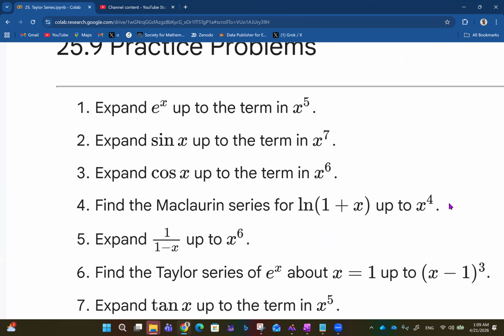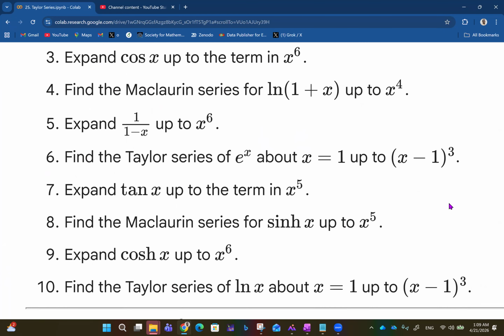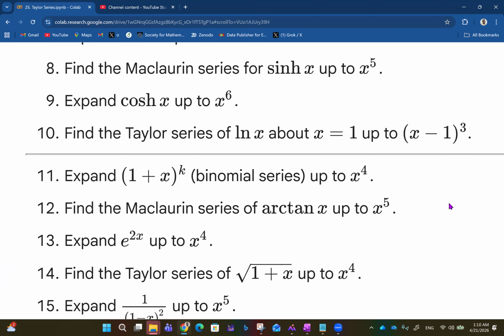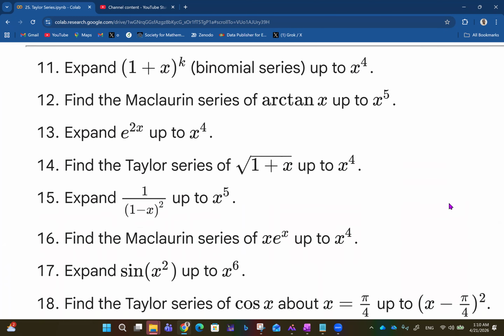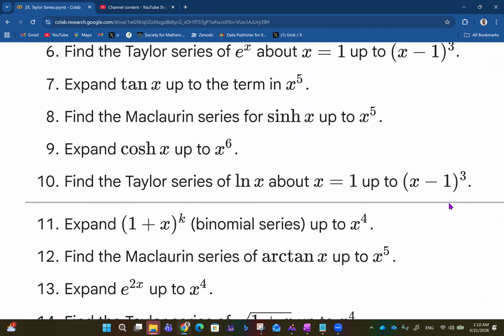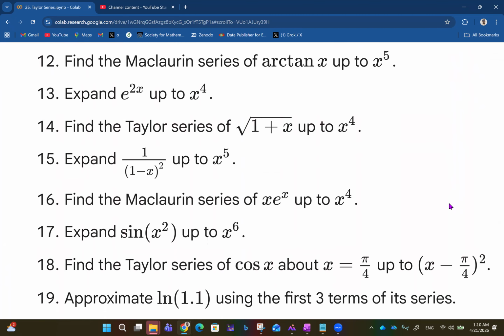I've done this already, so I'm probably going to take another series in that regard. So I'm supposed to take 4 and 10. What is 10? 10 is find the Taylor series of ln x about x equals 1 up to (x - 1) cubed. Exactly. So I'll be taking that one, and then let me look for another one here. Taylor series of root 1 plus x up to x to the power 4. Root 1 plus x. Of course, that one was log, right? But let me see.